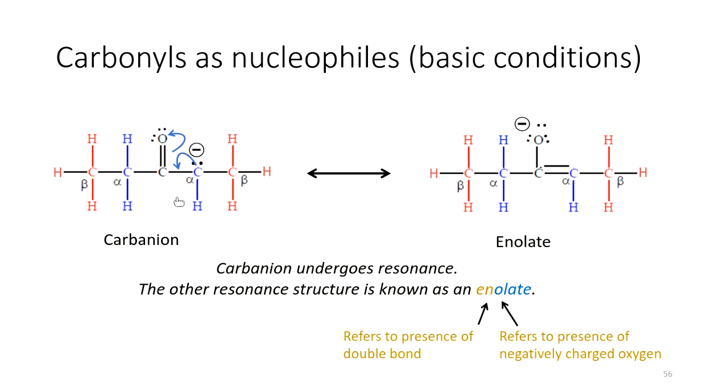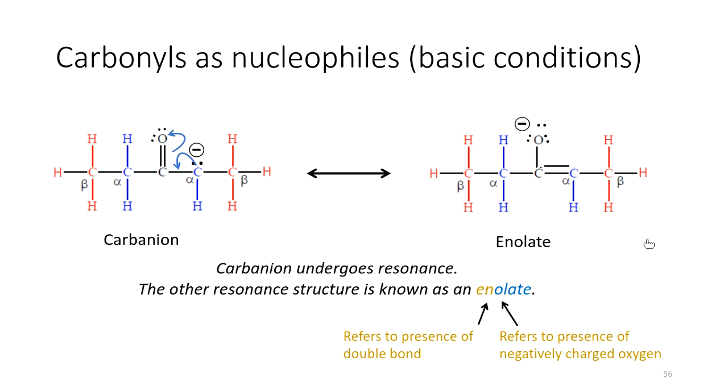Initially, the carbon was negatively charged, and in this resonance form, the oxygen was negatively charged. So we have our resonance structures, and this is called an enolate, where "ene" comes from an alkene, and "olate" tells you that the oxygen is negatively charged.